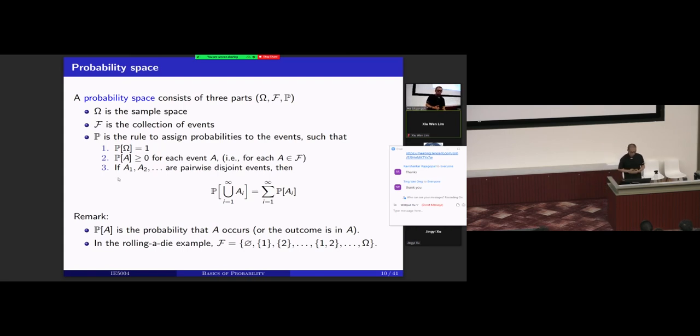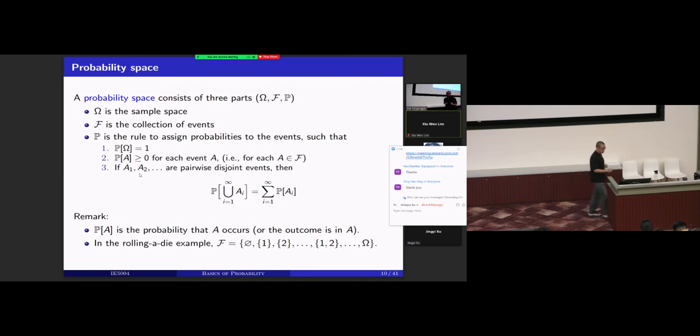The third condition could be a bit confusing for some. So we have a bunch of pairwise disjoint events. We call them A1, A2, A3, and so on. We have infinitely many events. They're pairwise disjoint. What does it mean? Pairwise disjoint means if we pick any two of them, they should be disjoint. Disjoint means they have no common elements, so the intersection of them must be empty. We pick any two of them, no common elements, right?